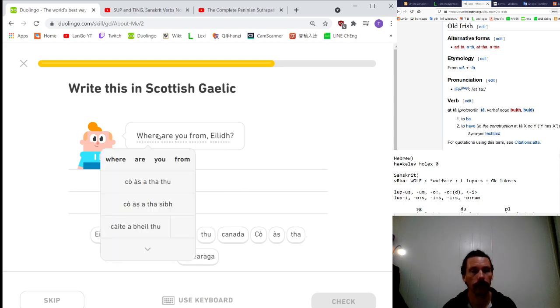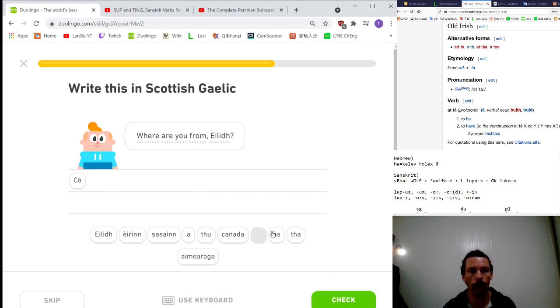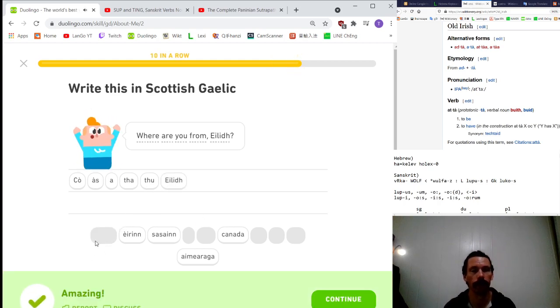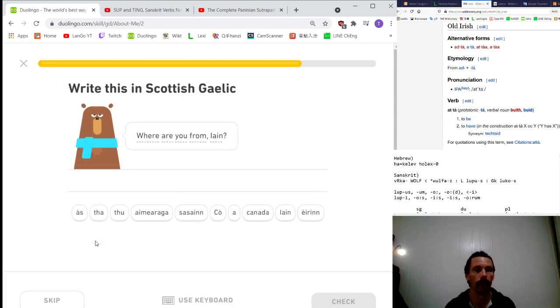Ko as ahahu. That particle still written separately. From, where from? With fronting of the WH word. Ko as ahahu. Where from a being you? Where are you from? Ko has. Cool.